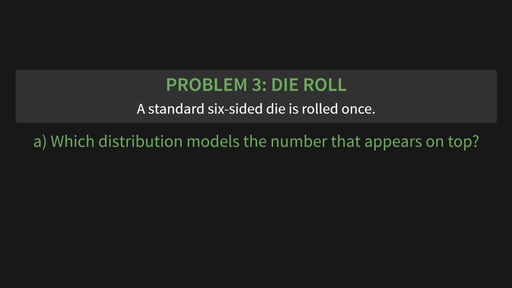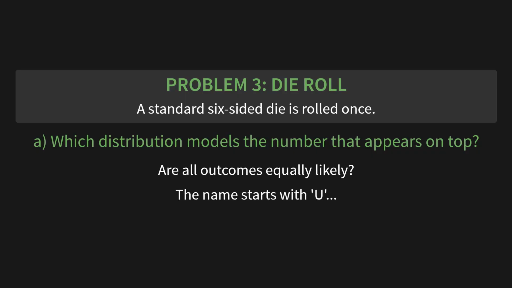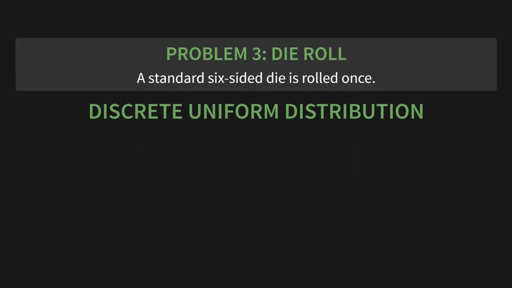Not bad. Problem 3, the die roll. A classic. A standard 6-sided die is rolled once. Part A asks, which distribution models the number that appears on top? Think about it. Are all the outcomes equally likely? The name starts with a U. Of course, it's the discrete uniform distribution.